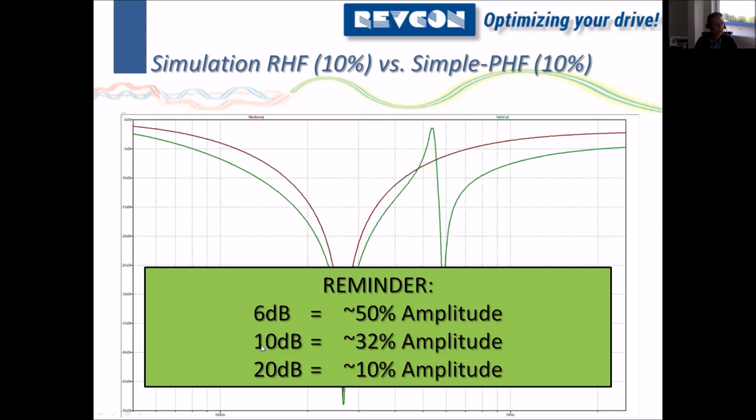If we add the same harmonic at 10 decibel, so for example at this frequency, then we would see 32% amplitude, meaning from the 100 amp, you would only see 32 amp. The next level is 20 decibel, and then you will only see 10 amp left from a 100 amp amplitude. So that's how we can understand the decibel rating of this picture.